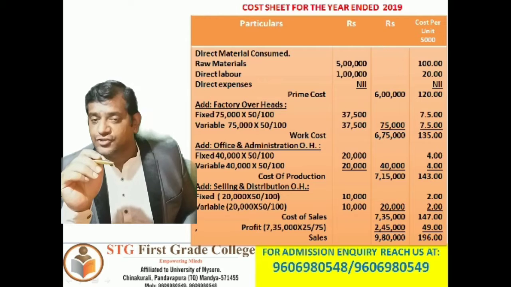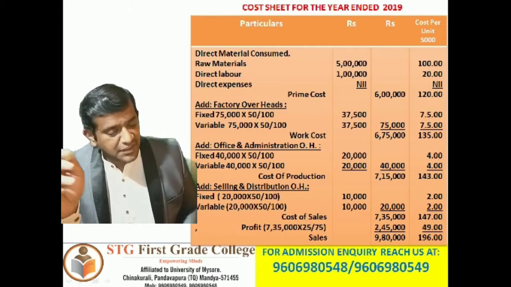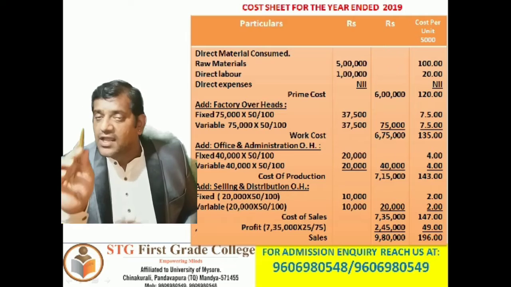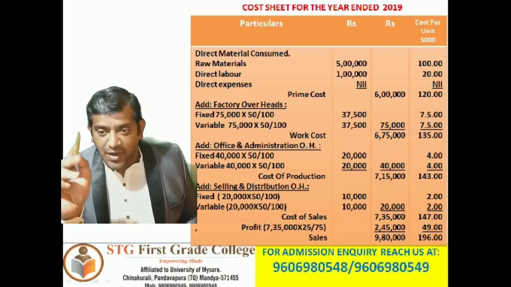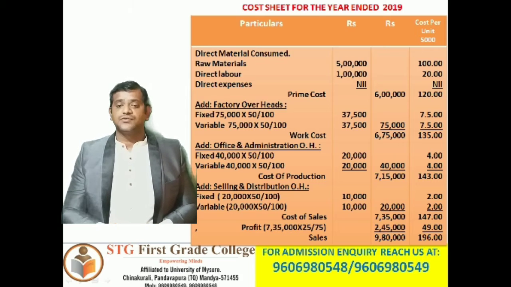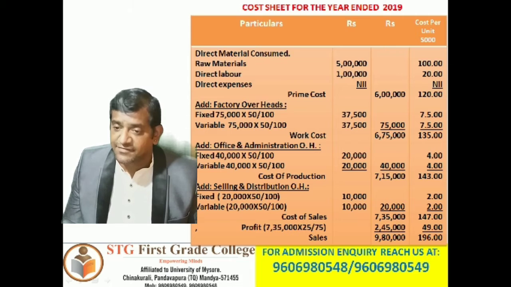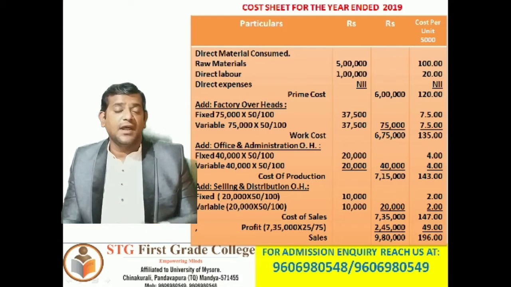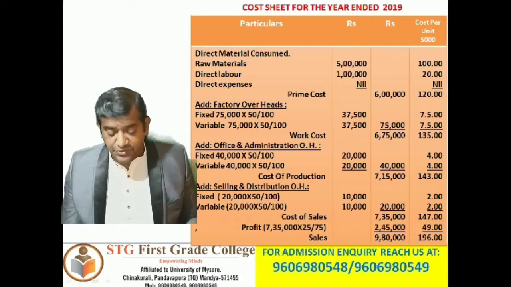Next, add selling and distribution overheads. Under that, fixed and variable, again 20,000 into 50 divided by 100: 10,000 is fixed and variable is 10,000. 10,000 divided by 5,000 is rupees 2 cost per unit. When you add this, cost of production 7,15,000 plus 20,000 selling and distribution overheads, cost of sales will be 7,35,000. 7,35,000 divided by 5,000 is 147 rupees. Clear? So profit is given as 25% on sales.